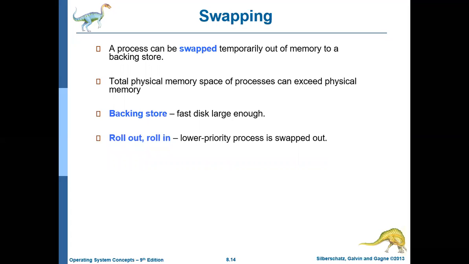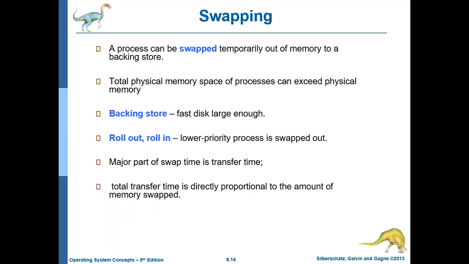So the terms roll out and roll in are used in the context of swapping. Basically, the lower priority process will be swapped out, that is, moved out of the main memory, and the higher priority process will be swapped in. So swapping out is called roll out, and swapping in is called roll in. And if we observe the process of swapping, the majority of the time will be spent in transferring the content from main memory to the backing store, or from the backing store to the main memory.